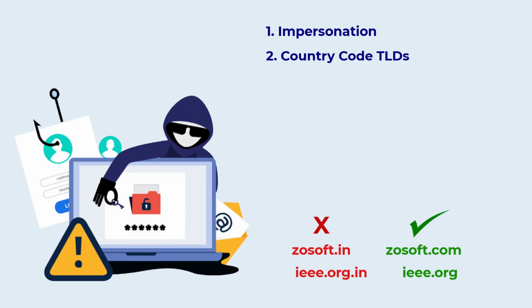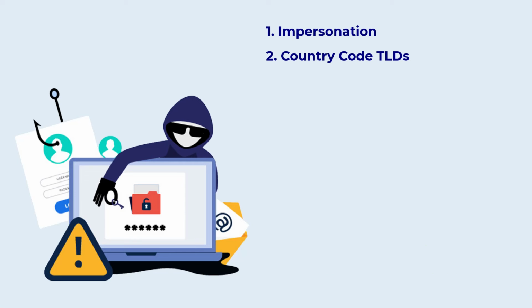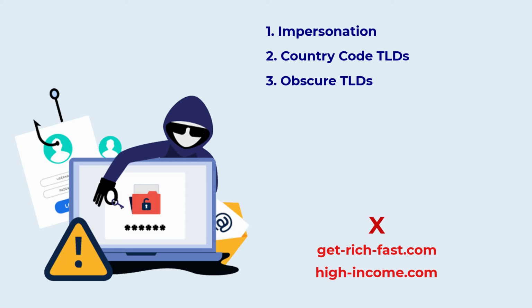These domains can be registered without providing accurate contact information, making it challenging to track down scammers. Victims may perceive these domains as more trustworthy, assuming they are associated with specific countries. Number 3, obscure or rarely used top-level domains.